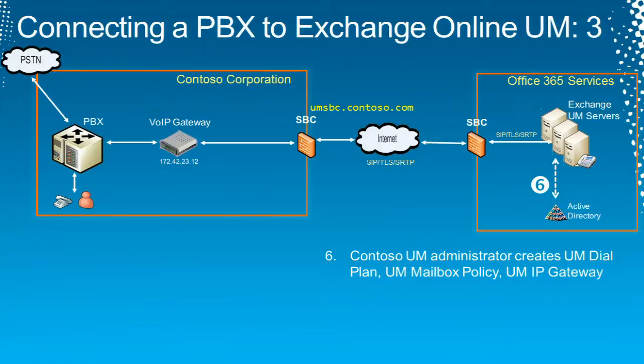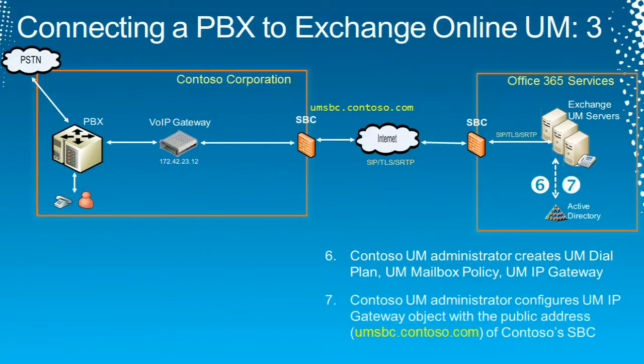And if you're familiar with Exchange, these terms will already mean something to you: a mailbox policy and an IP gateway. They configure the IP gateway object to represent the SBC. In other words, they give it a name that matches the address of that SBC on their own premises. So this is how Online is going to find it.